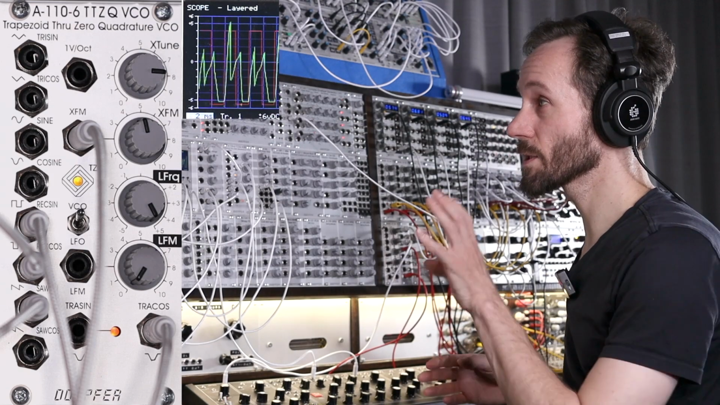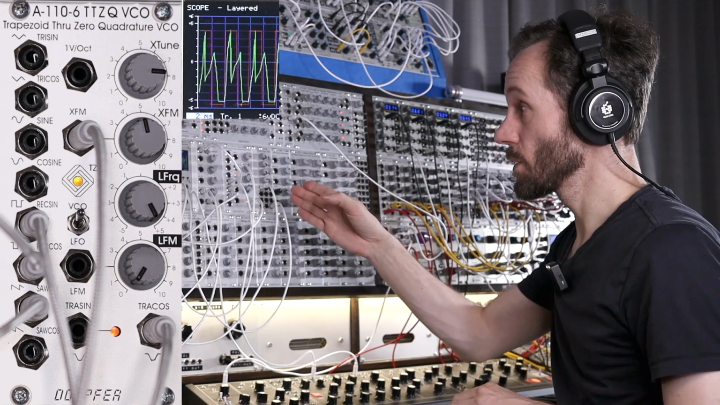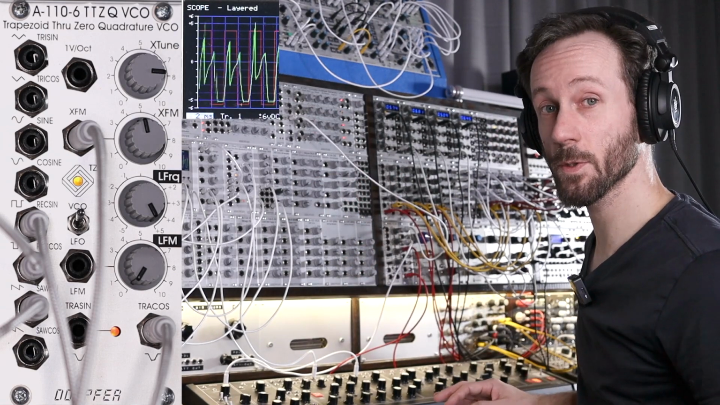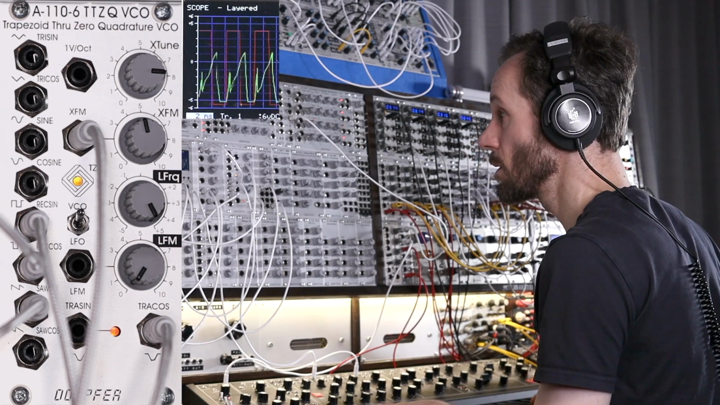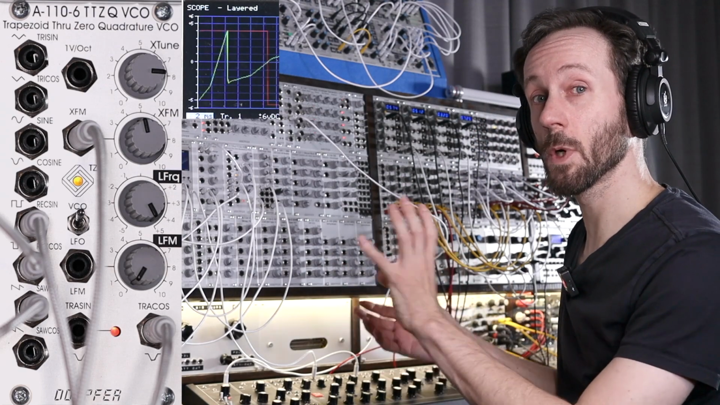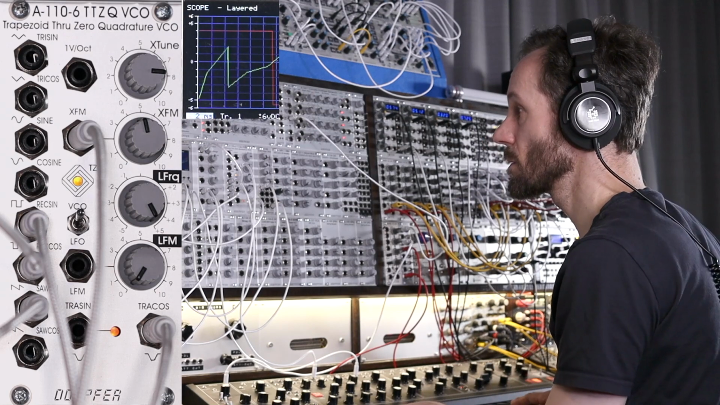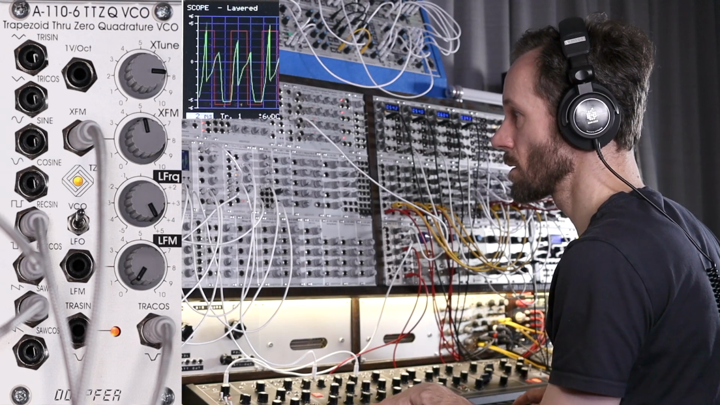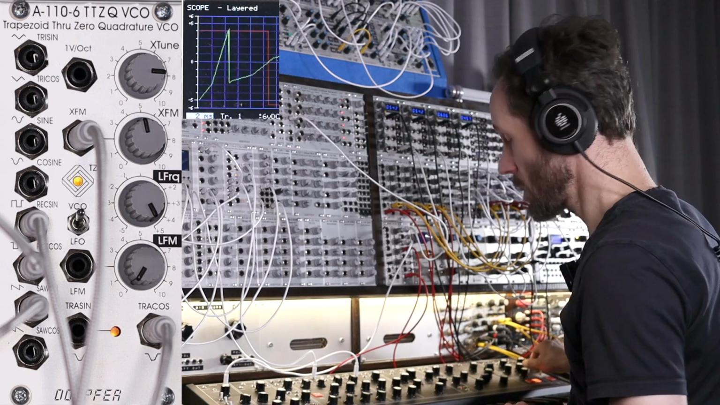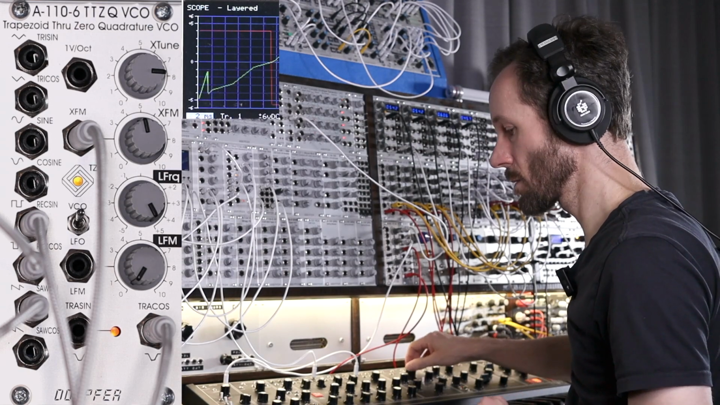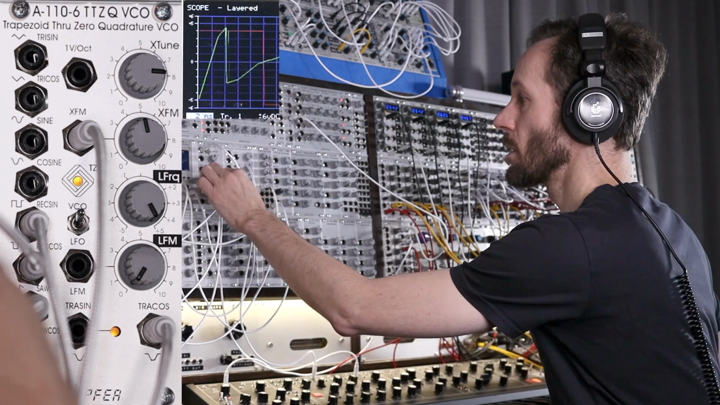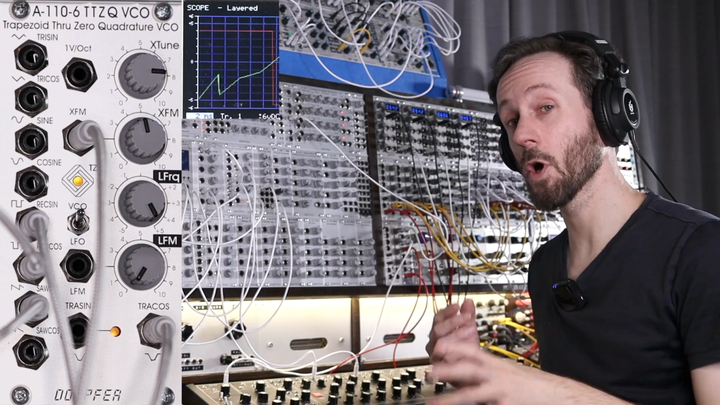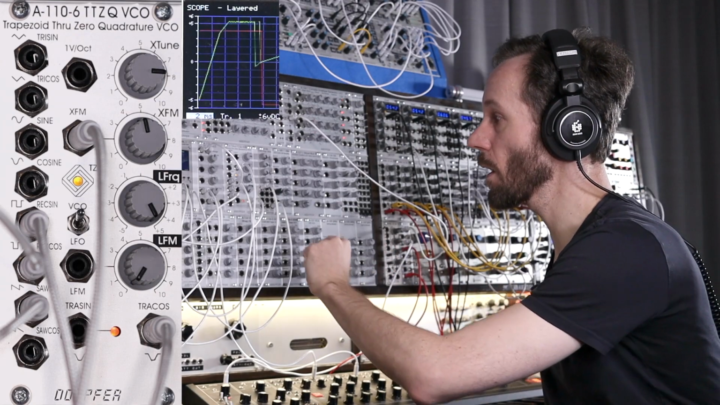So what you're hearing right now is only the switching at audio rates between the two waveforms from the Thru Zero Quadrature VCO, only using the sound of the Trapezoid Thru Zero Quadrature VCO. I'm using the other modules to modulate it and to switch the waveforms. Let's drone it. And let's try switch combining other waveforms.